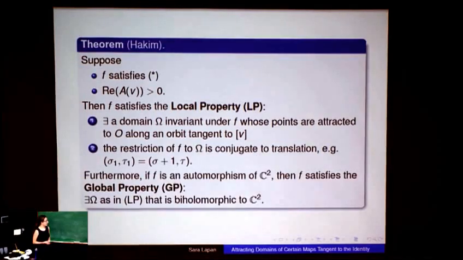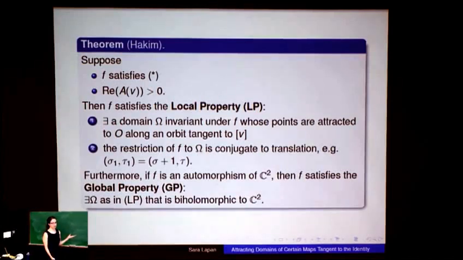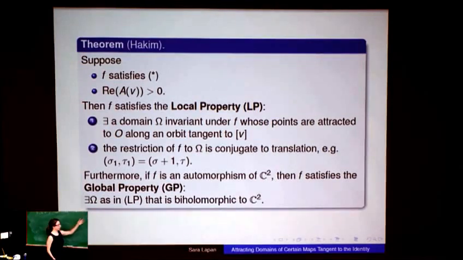Furthermore, if we assume that f is an automorphism of C^2, then f satisfies this global property: there exists an omega as in the local property, but it's also biholomorphic to C^2.